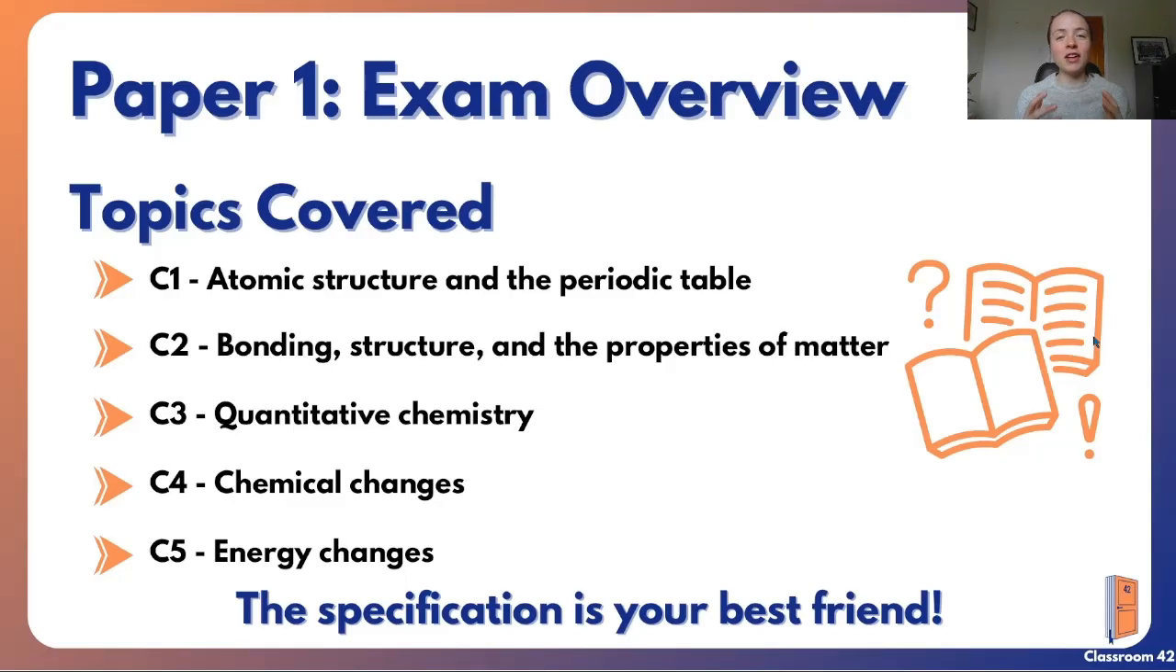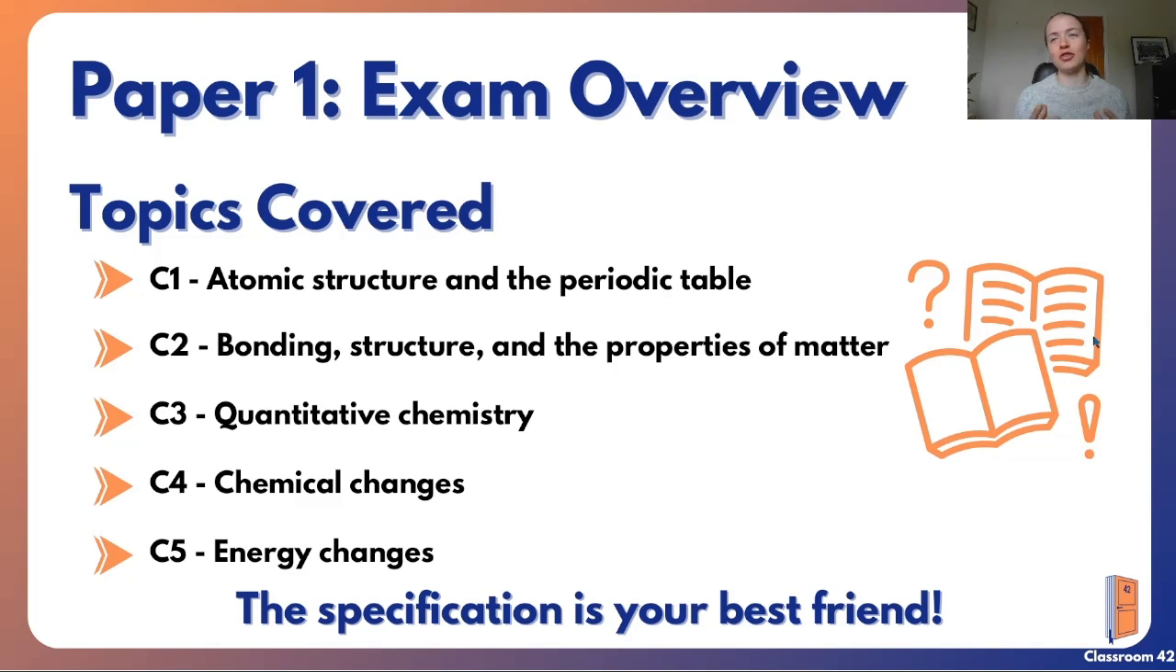So the first thing we want to do is make sure we're clear on the topics being covered. In paper 1, you will be tested on C1, atomic structure and the periodic table, C2, bonding, structure and the properties of matter, C3, quantitative chemistry, so that's a lot of your calculations and things like that, C4, chemical changes, and C5, energy changes.